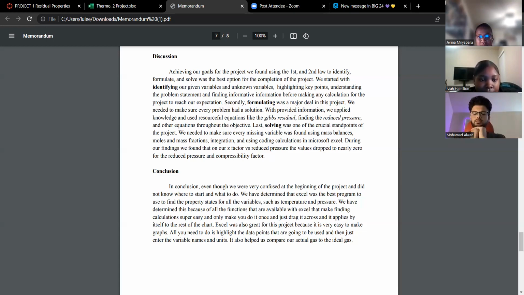During our findings, we found that on our Z factor versus reduced pressure, the values dropped to nearly 0 for the reduced pressure and compressibility factor.